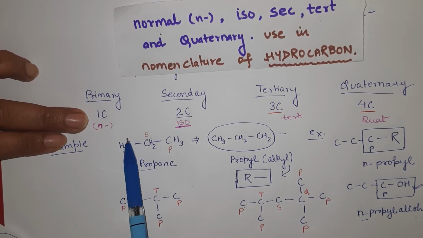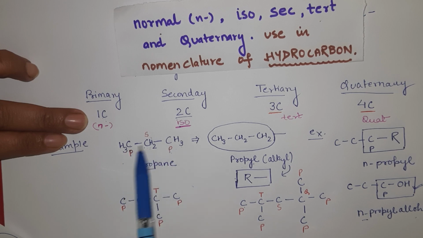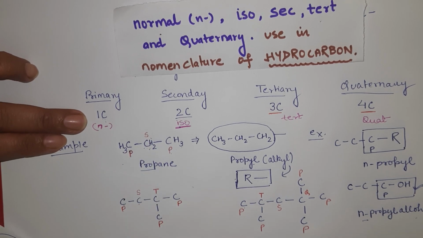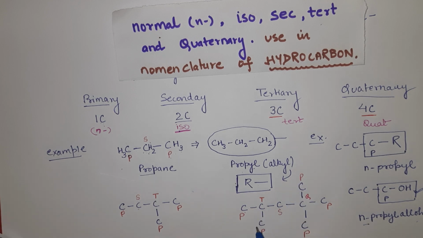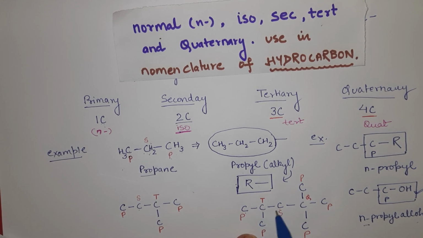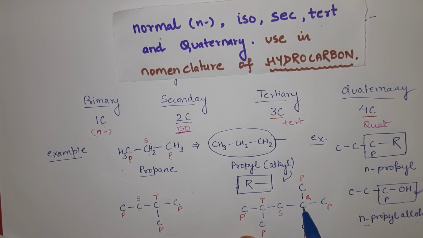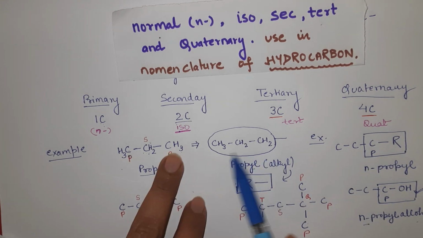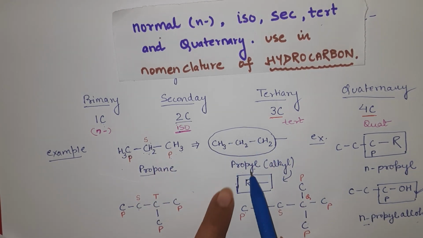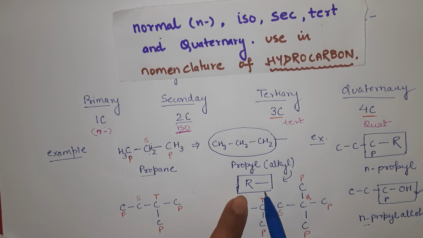The very first thing you need to revise is, if a carbon is attached to only one carbon, then that carbon is primary. If the carbon is attached to 2 carbon, then it's a secondary one. And if the carbon is attached to 3 carbon, 1, 2, 3, so this is tertiary. And if the carbon is attached to 4 carbon, then that carbon is quaternary carbon. If we remove one hydrogen from here, the group is converted into an alkyl group.